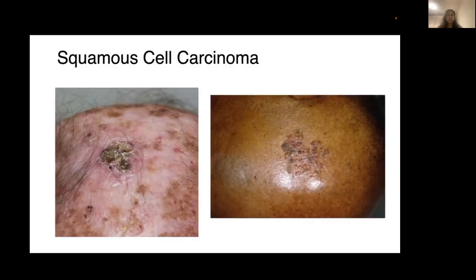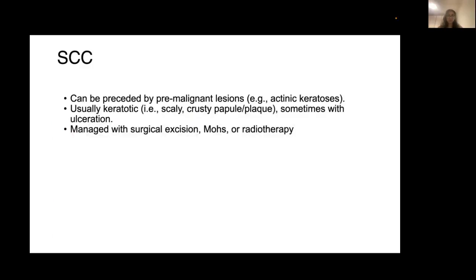Okay, here we have squamous cell carcinomas. Squamous cell carcinomas can sometimes be preceded by pre-malignant lesions, for example, AKs or actinic keratoses. So SCCs are usually keratotic, so they tend to look a bit more scaly, crusty, whereas BCCs are normally nodular. These are more like papules or plaques, and sometimes they can be ulcerated.